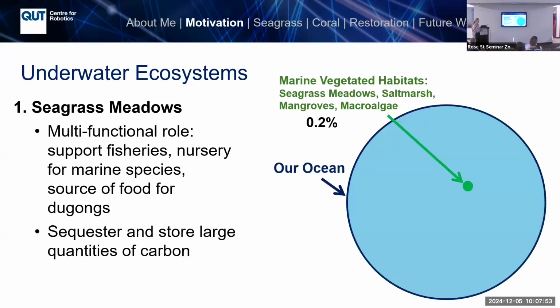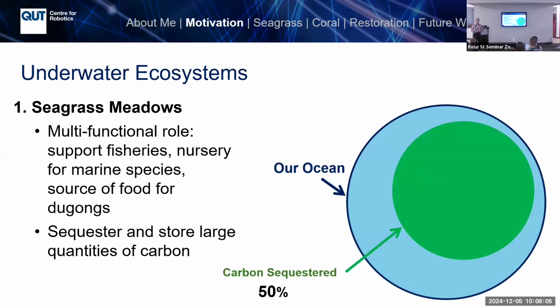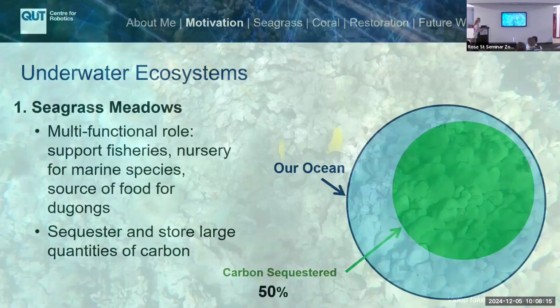Now, seagrass meadows are also interesting because they only comprise a really small amount of our ocean, so only 0.2% combined with other types of marine vegetative habitats as well. But in fact, they account for up to 50% of the carbon sequestered by our ocean. So they really punch above their weight in terms of their ability to store and sequester carbon from the atmosphere.